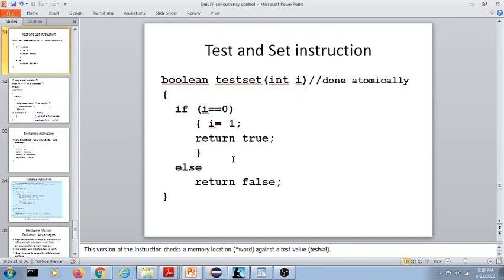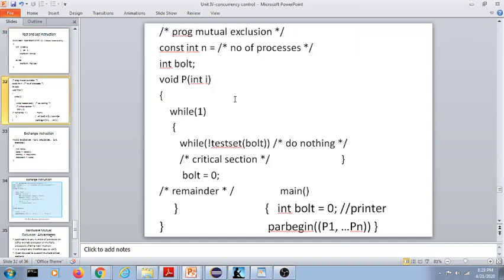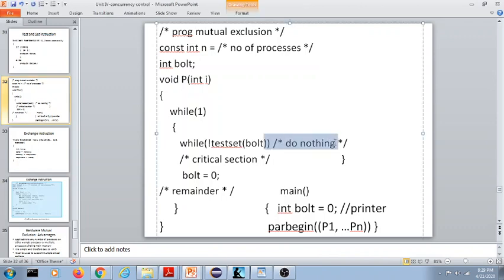So if your bolt is 1, then your test set will return false, or it will return 0. For example, if it is 0, it will become not of 0, or not of false, or true, and then the while loop will satisfy the condition, and then it will not do anything. So it will be continuously busy checking the status of bolt. So how are you achieving all this? You are achieving all this by using a single instruction which is called test and set.